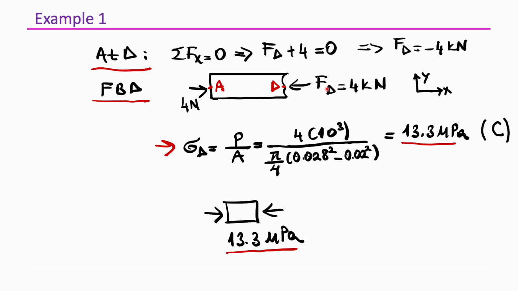This time we have a hollow circular cross-sectional area. When we substitute all of these values, the result yields that the normal stress acting at point D is equal to 13.3 megapascals, and it is a compressive stress since it tends to push the section inward. We can also draw a stress element and demonstrate the stress acting on the stress element as presented here, and this completes the solution of this problem.